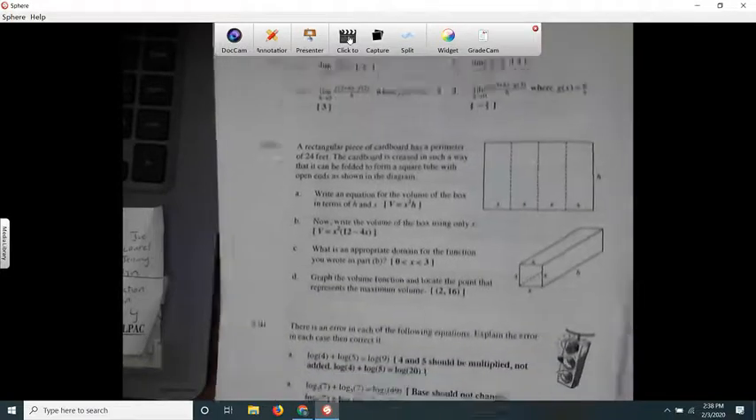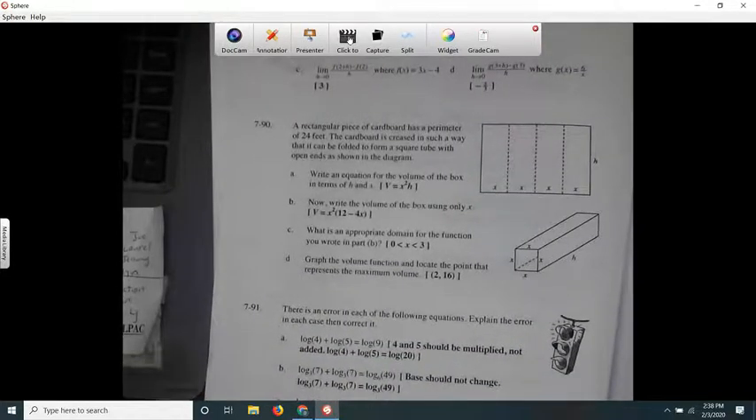Okay, 7-90 says a rectangular piece of cardboard has a perimeter of 24. The cardboard is creased in such a way that it can be folded to form a square tube with ends open. At least they gave us a diagram. Write an equation for the volume of the box in terms of h and x.